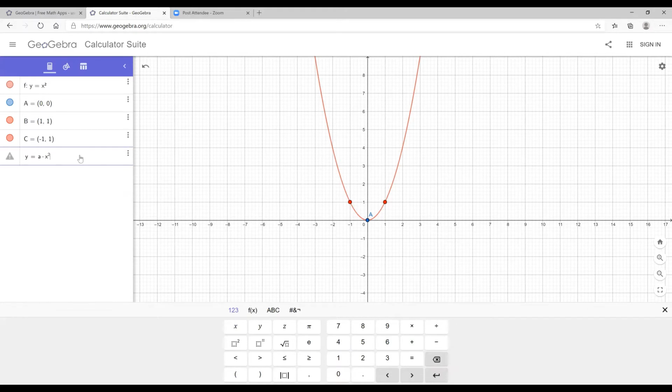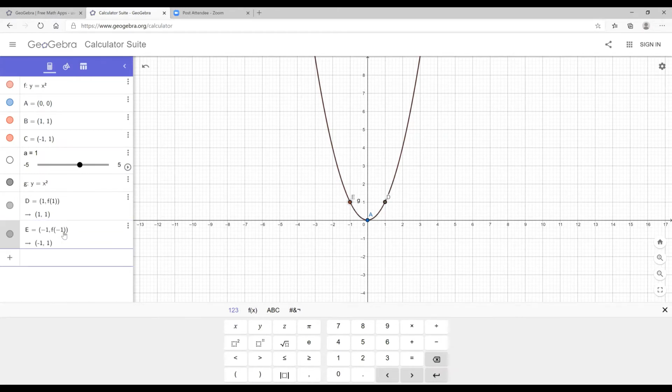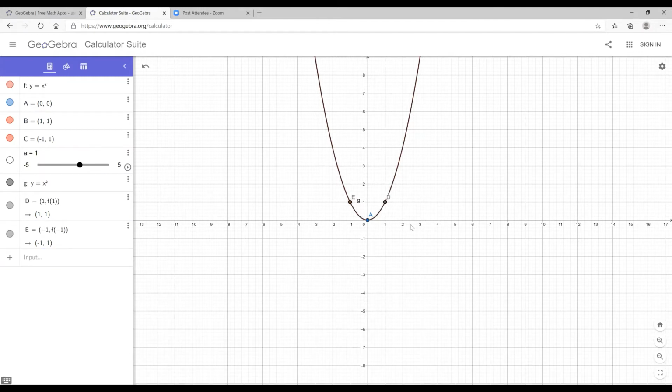As we saw before, you can put in sliders in GeoGebra. And there's y equals x squared in black. With a equals 1, it's just the same parabola that we had before, so it exactly overlays it. I want to add to this the point (1, f(1)). And there's that point D on the graph. And I want to add the point (-1, f(-1)), which is this point E on the graph. So there's our black graph. That's the graph of y equals x squared.